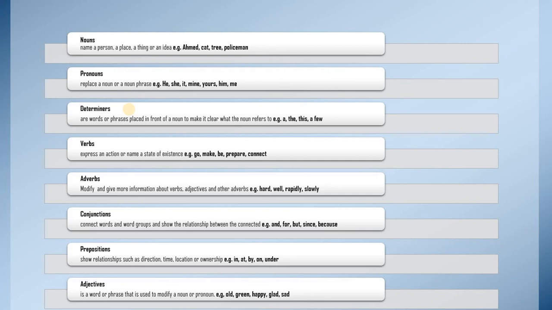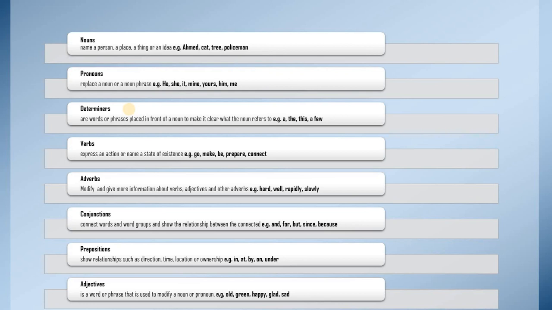Conjunctions are words used to connect, for example, clauses, phrases, or even nouns. So I say and, for, but, since, and because. And, but, for are used, for example, in compound sentences, while since and because are used in complex sentences. Prepositions are also words to show relationships such as direction, time, location, or ownership.